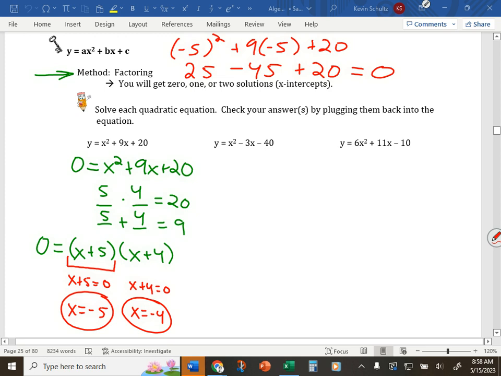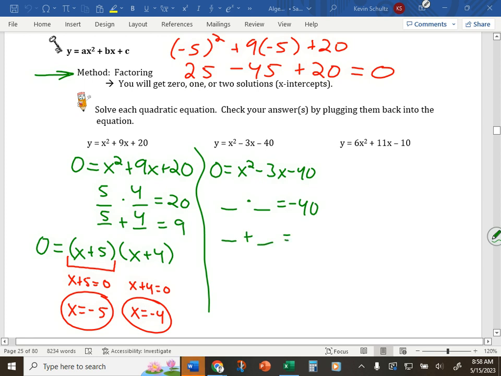Okay. Next one, x squared minus 3x minus 40. There is no coefficient to x squared, so we can go straight to our number puzzle after remembering we are setting this equal to 0 here. So what are two numbers that multiply to make -40? And those same two numbers adding to be -3. 8 and -5 will be +3. It's -8 and 5. -8 and +5 will give us -3.